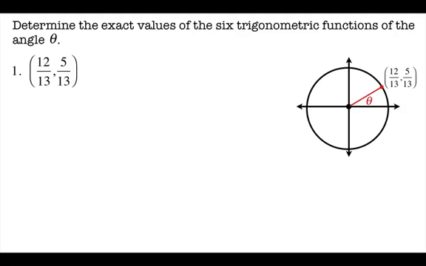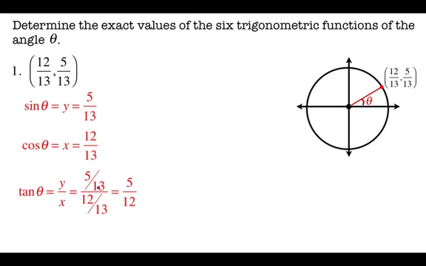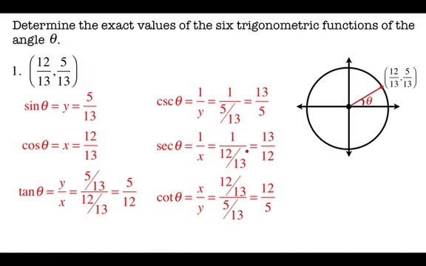It says determine the exact values of the 6 trigonometric functions of the angle theta. Here's the angle they're talking about, angle theta. So to find the sine of this angle, all we need to do is give the y value. Cosine of this angle is the x value. Tangent is y over x. Some pre-algebra here, and that's how we end up with 5/12. To find the cosecant, secant, and cotangent is basically the reciprocal, so what you see on the left. It's pretty straightforward. Let's move on to the next slide.